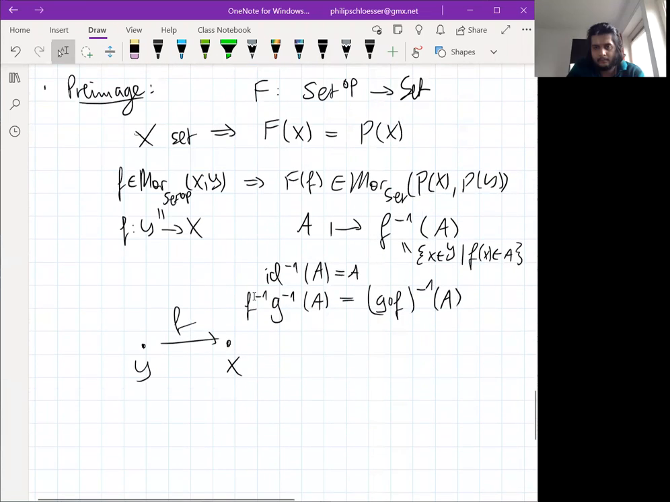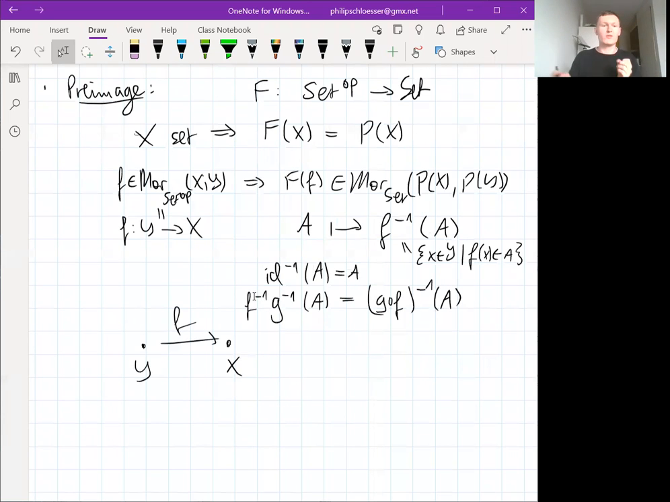Because opposite literally just says, okay, I know it's a function from X to Y, but I sort of pretend it really goes from Y to X. It doesn't really do anything. It just labels the beginning as end and the end as beginning. Okay.